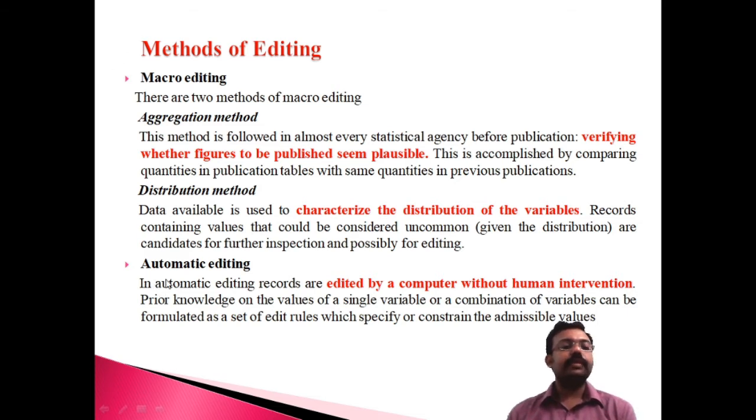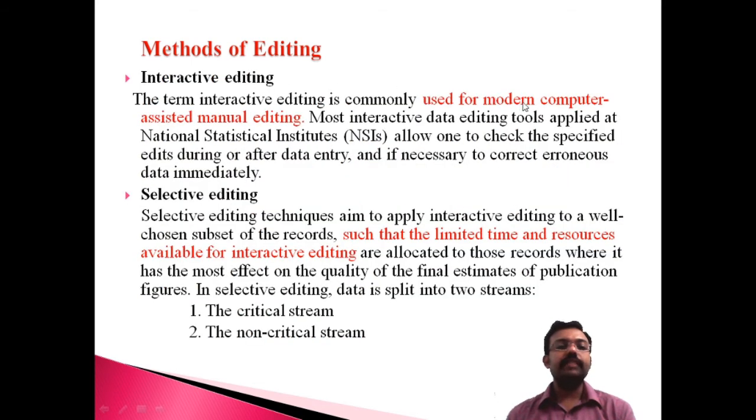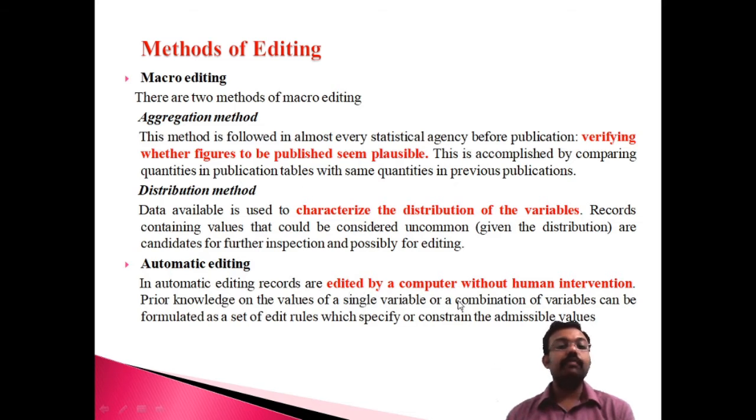The last category of editing is automatic editing. Automatic editing means the computer works without human intervention. This is purely performed by the computer. In interactive editing, we use computer-assisted manual editing, a combination of man and computer. Here, automatic editing is purely performed by the computer, without human intervention. You put the data into separate software, and this software performs each and every activity. That category of editing is known as automatic editing.